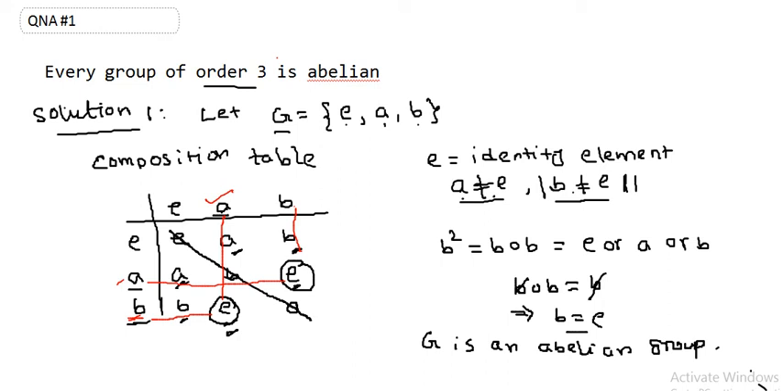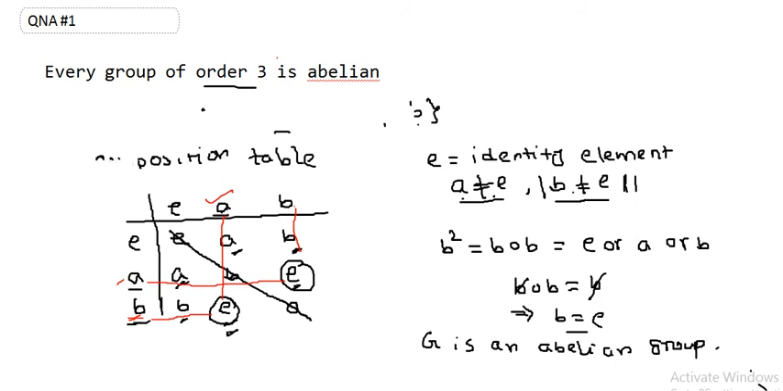Now let's talk about the second procedure. This is not a lengthy procedure, but it is a very clever procedure from which we can say that a group of order 3 is abelian. So first of all, let me erase this part. Okay, so the second procedure. I think you understand the first procedure.